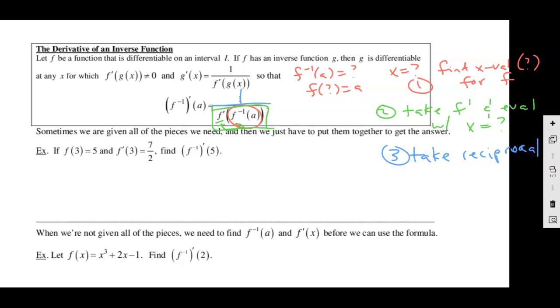Can't spell. Oh well, close enough. Reciprocal. So the process, I think, is easier than the formula. The formula is a little bit of a nightmare. There's primes, there's apostrophes all over the place. There's negative ones, there's parentheses, just really all over the place. So it's kind of a little bit of an unsightly formula. Recipro, it was bothering me. Procal. Right?